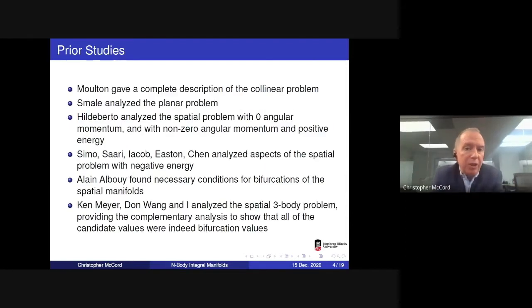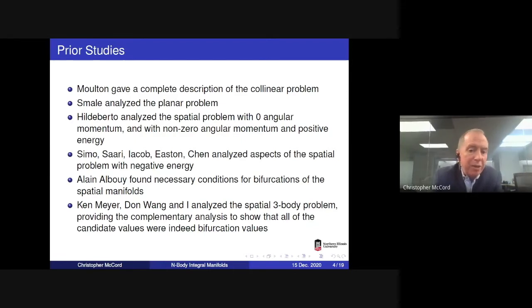So this, of course, is a problem with a long, long history. And I don't want to go through that history in detail. Let me simply note a few highlights. Hildeberto's thesis studied the spatial problem with zero angular momentum, studied the problem with non-zero angular momentum and positive energy, and essentially took care of those cases in large measure. The planar problem had always proved more tractable and had been much more thoroughly described. There's considerable work done on attempts to understand the spatial problem, but the really key result is Alain Albouy's 1993 work, in which he found a really elegant characterization of the necessary conditions for bifurcations of the spatial manifolds with negative energy.